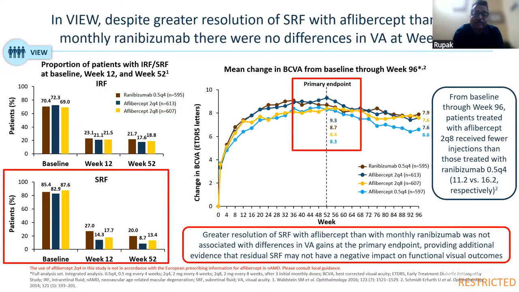In the VIEW study, although there was greater resolution of SRF with aflibercept than with monthly ranibizumab, there was no difference in visual acuity at 52 weeks. So the greater resolution of SRF with aflibercept than monthly ranibizumab was not associated with differences in VA gains at the primary endpoint, providing additional evidence that residual SRF may not have a negative impact on functional visual outcomes.